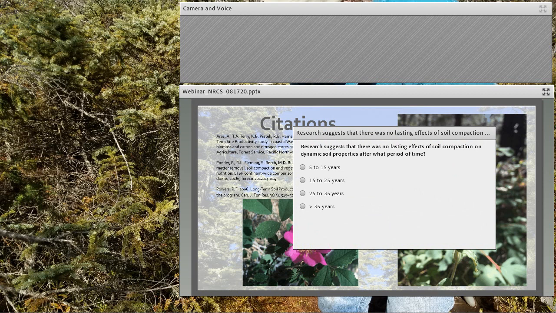So research suggests that there is no lasting effects of soil compaction on dynamic soil properties after what period of time? 5 to 15 years, 15 to 25 years, 25 to 35, or greater than 35. Everybody take a crack at answering that poll question, and what did they find in this research, and maybe a chance to review what was presented.